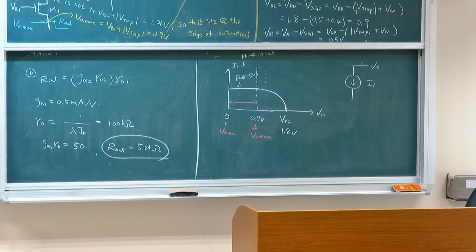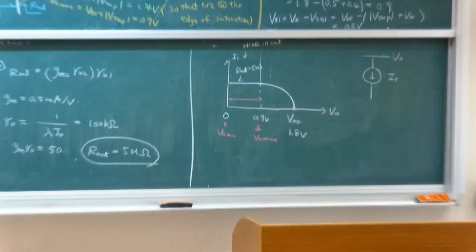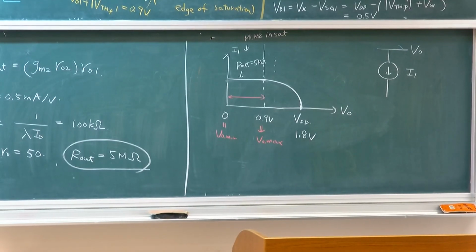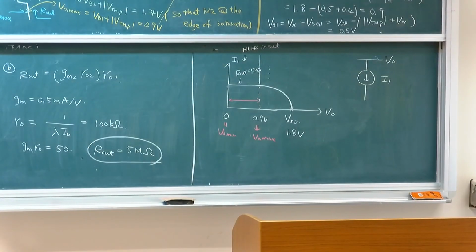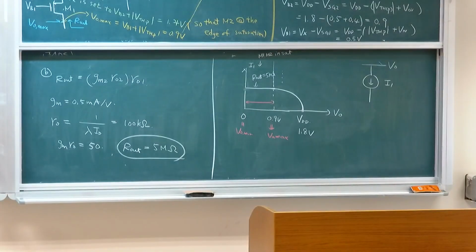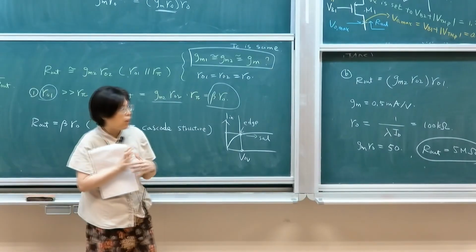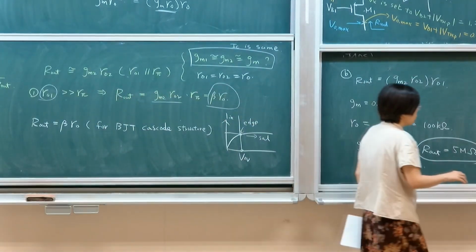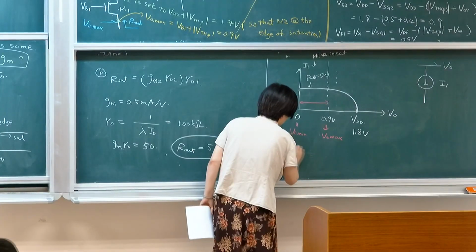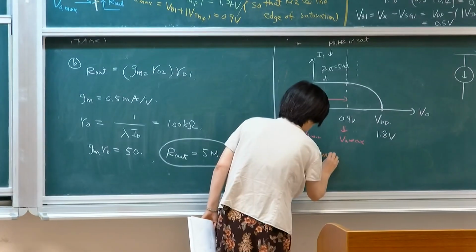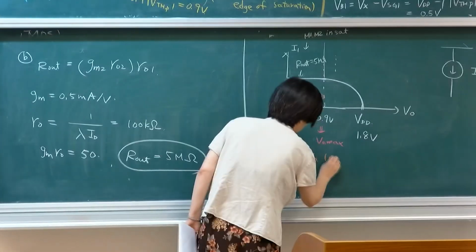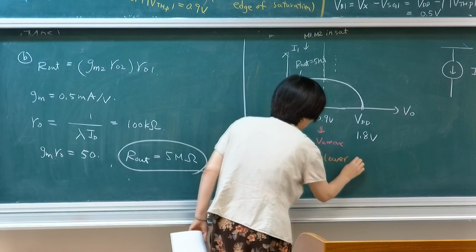Okay? So I want to emphasize once again the benefit of having a cascode is to have high output resistance. But the main trade-off is that it will lead to a much lower operation region.